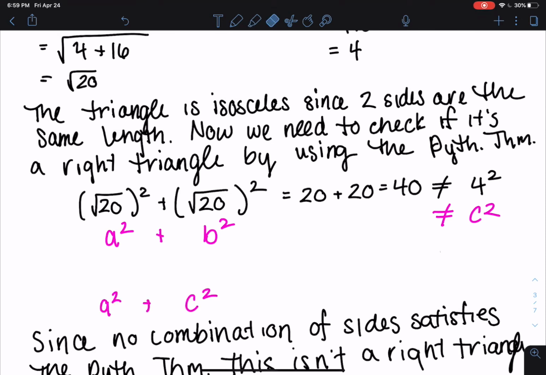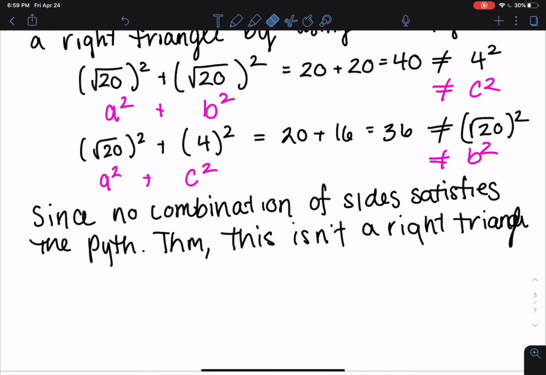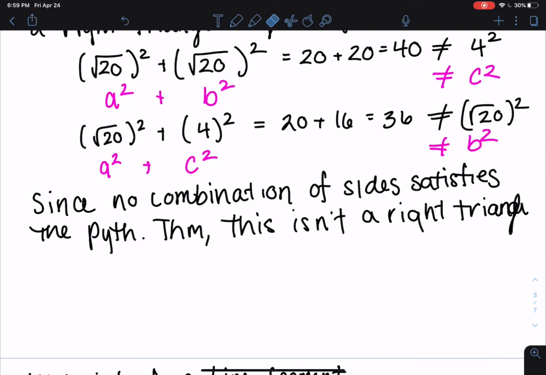Let's look at a squared plus c squared. So that's root 20 squared plus 4 squared, which ends up being 36. That should equal the remaining leg squared, but it doesn't. If you had switched it around and did b squared plus c squared, a and b are the same, so they're really interchangeable. So since no combinations of these sides actually satisfy the Pythagorean theorem, it's not going to be a right triangle, but it is isosceles.